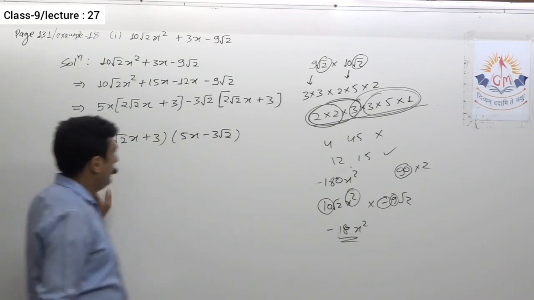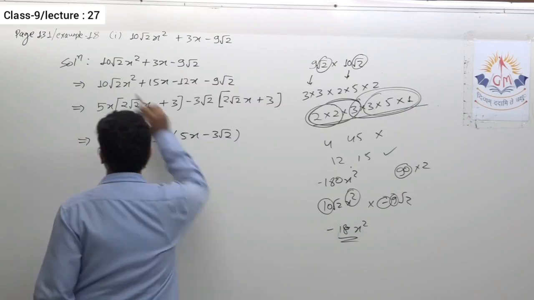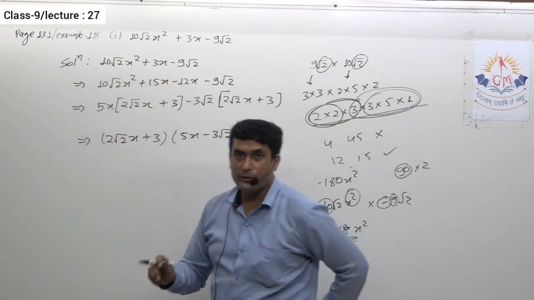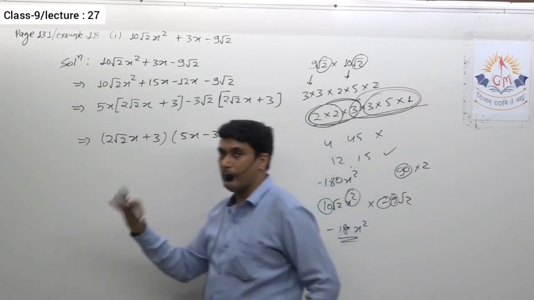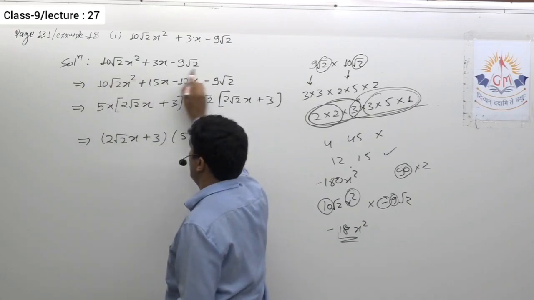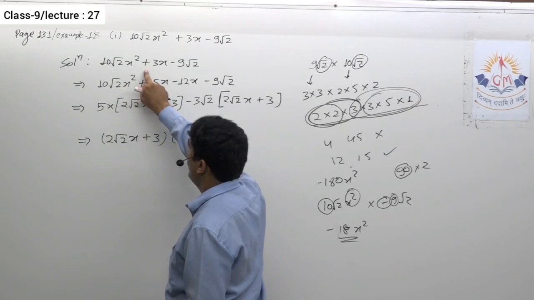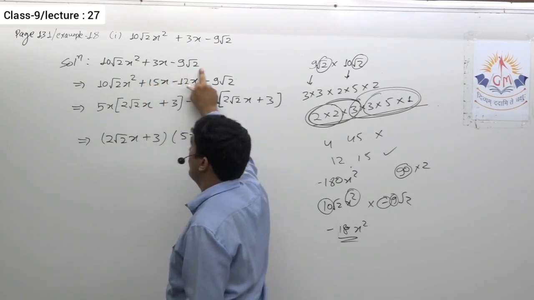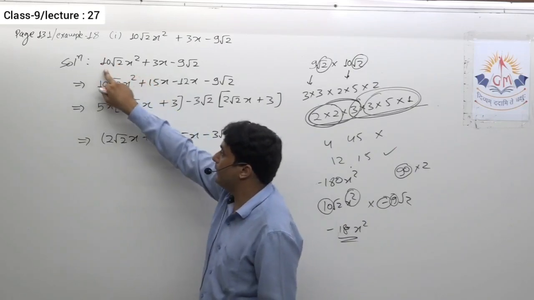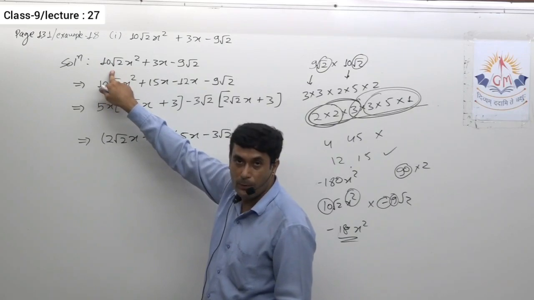Okay, so let me explain this once again, then we'll come to the next question. 10 root 2 x square plus 3x minus 9 root 2. So the first 2 to 3 steps are exactly the same as we did in our previous questions. Whenever we have an expression like this, like this means ax square plus or minus bx plus or minus c, isn't it? So here the first thing I check is whether it is in standard form or not. Then I check that the first term must be positive.